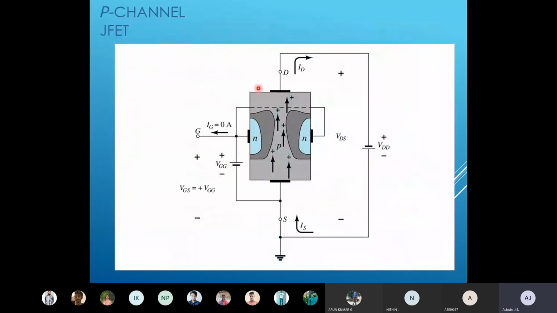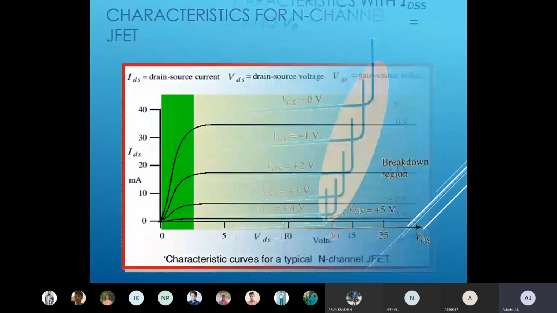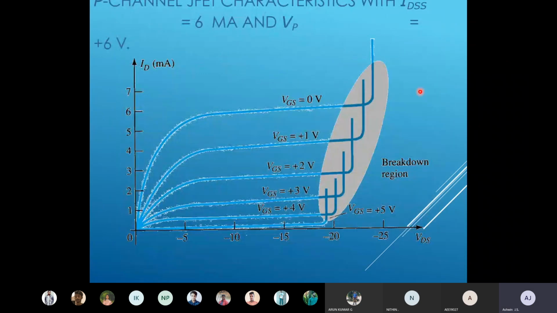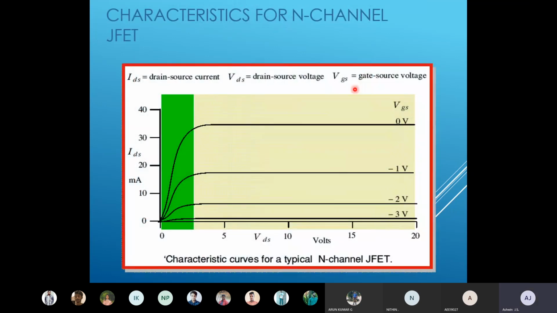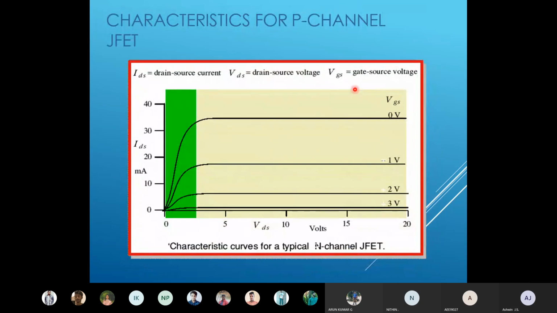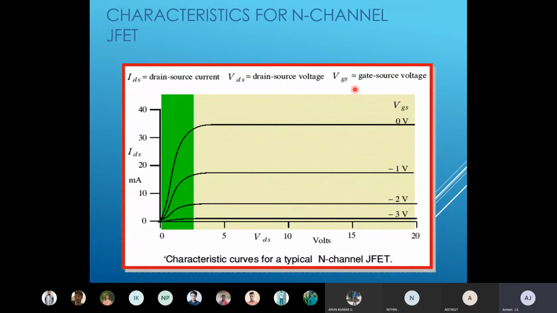Doubts about this? And one more thing is, in the graph they are representing the breakdown. So once you keep increasing the voltage, surely the semiconductor will undergo breakdown. After that breakdown, the voltage won't change, but the current will change rapidly. So this is for the n channel characteristics.